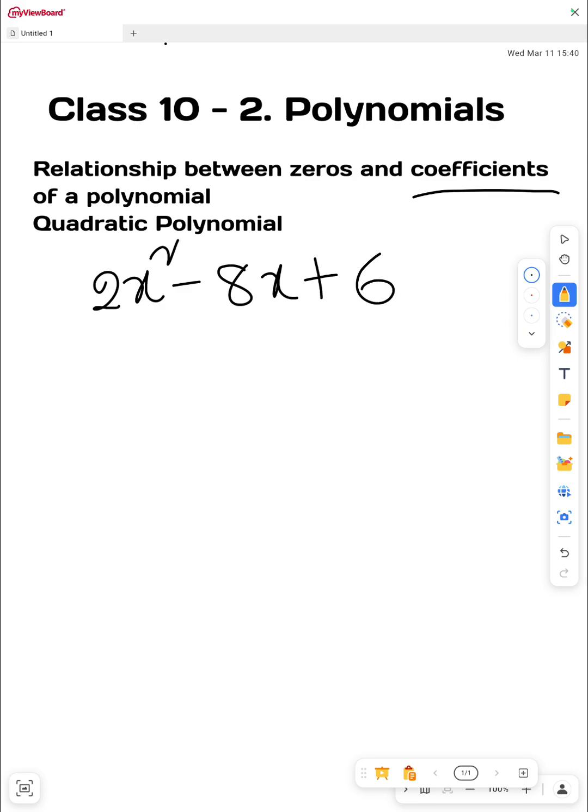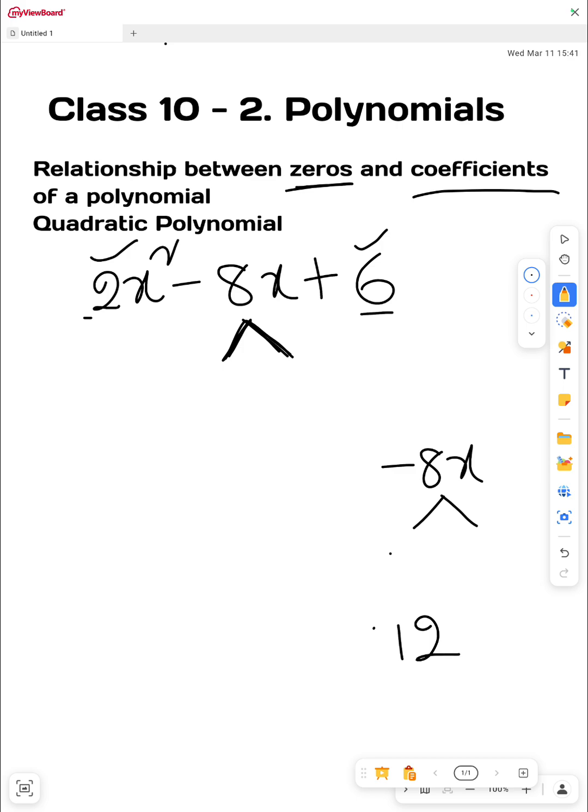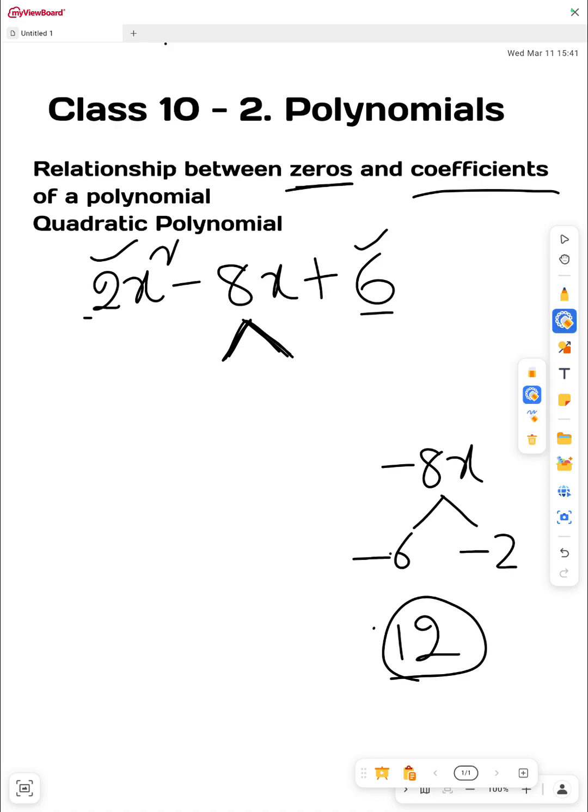To know the relationship, first we need to know the zeros of a polynomial. So we will find the zeros of the polynomial. How can we find them? By using the factorization method. So we are going to split the middle term, minus 8x, into two terms which, when multiplied, give the product of 6 and 2. What is the product of 6 and 2? It is 12. So when we multiply the split terms, we need to get 12. How can we write it? Minus 6 minus 2. 6 twos are 12, and minus into minus is plus. This is the way we find the factorization.